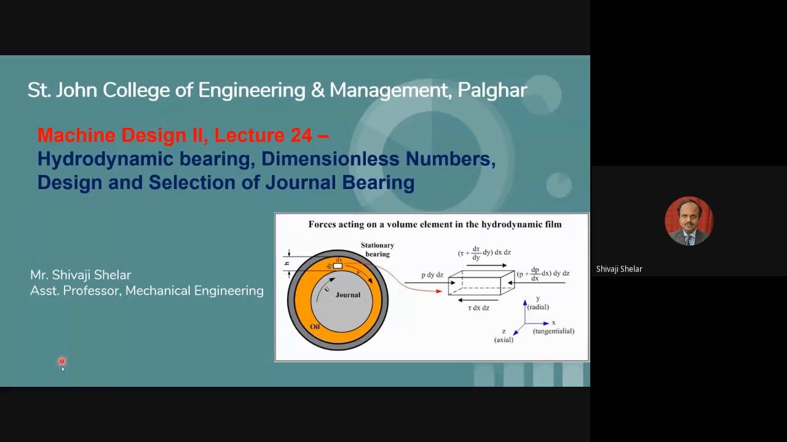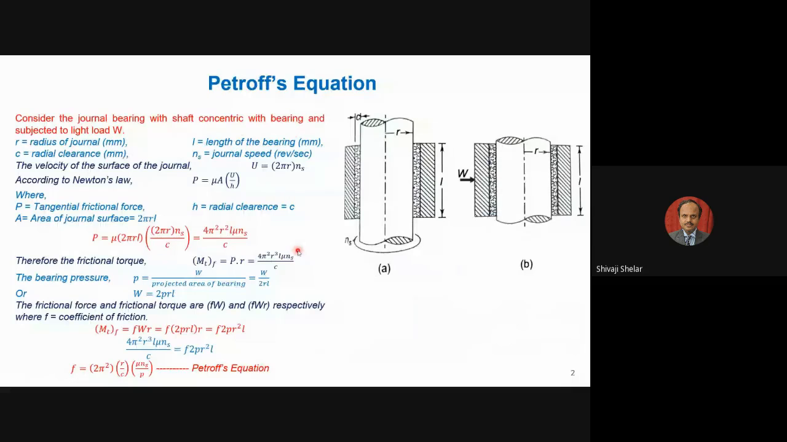Okay, so let's go to the analysis. One such analysis we have seen in the previous session, in this diagram. To go to the basics of the Petrov equation, we considered the journal surface, the shaft. Then there is a lubricant here, and this is the bearing surface. On this, there is a radial load W. This is the length, and this is the radius of the shaft. We assume a clearance on both sides, so this is the radial clearance, and the shaft rotates at ns revolutions per second.